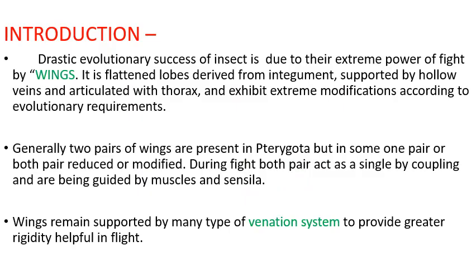We all know that some insects have wings, and on the basis of the presence or absence of wings, we can divide insects into two categories: Apterygota, insects without wings, and Pterygota, insects with wings. Generally, in the body of insects, two pairs of wings are found at the dorsal side of the thorax, derived from the integument, which is supported by hollow veins, and the wings remain articulated with the thorax.